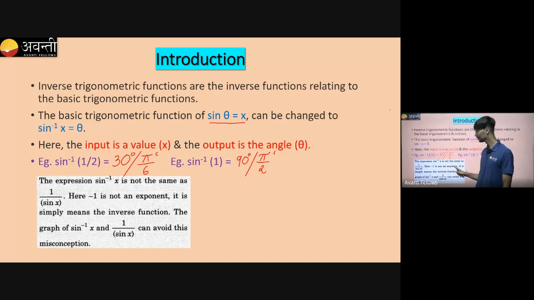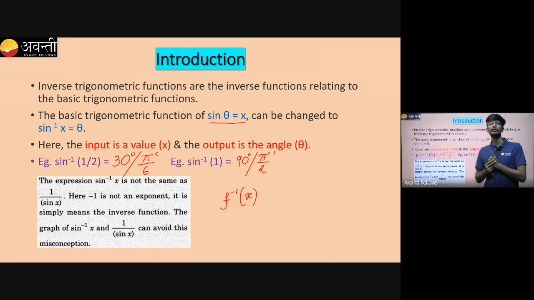Actually, minus 1 is not an exponent. It is just a function notation. Like you have studied in functions, we write the inverse function as f inverse of x. So this is basically not an exponent, where we could write 1 upon x. This silly mistake I made many times, so I would like to clear this misconception.